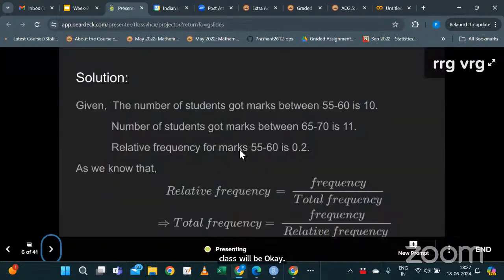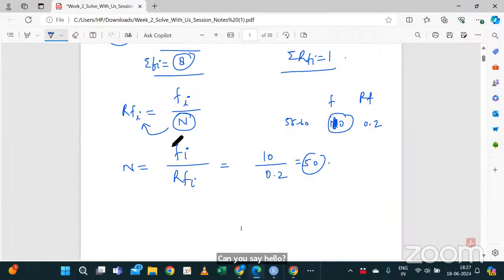Can you repeat it, sir? Okay, so what is the definition of relative frequency? Relative frequency is nothing but frequency divided by the total number of observations.